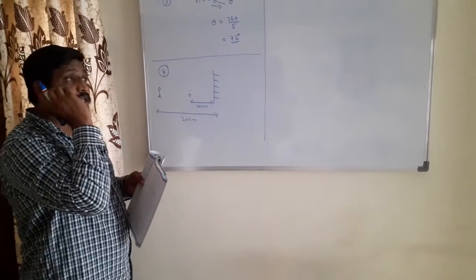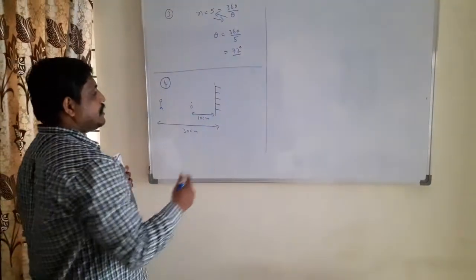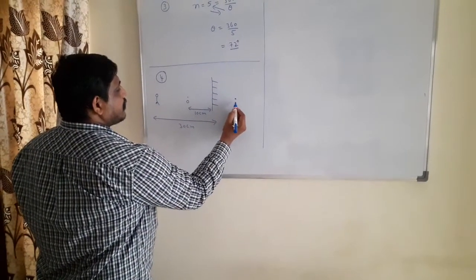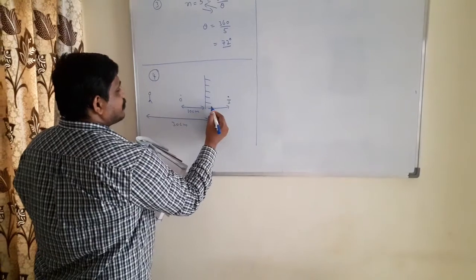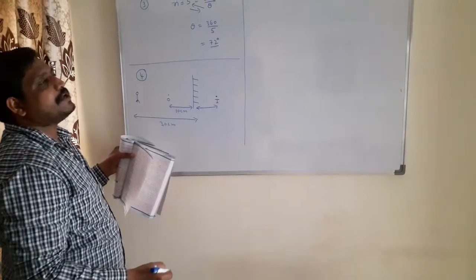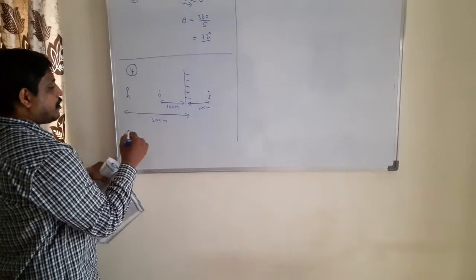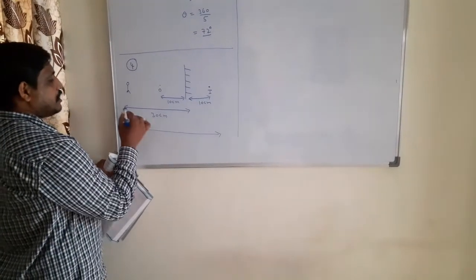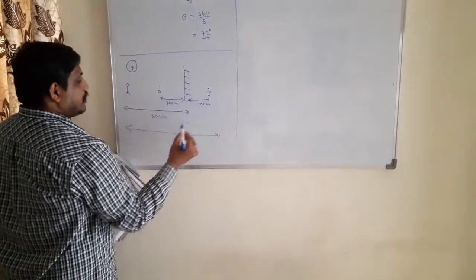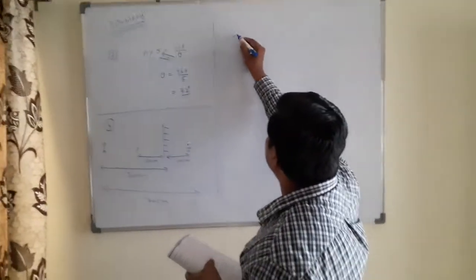We know that in a plane mirror, the distance of the object equals the distance of the image. Here the image is formed behind the mirror. According to the concept, the object distance equals the image distance. Here the object is 10 centimeters, so automatically the image is also 10 centimeters. According to the question, find the distance between the person and the image. Here 30, here 10. 30 plus 10 becomes 40 centimeters. Finally we get that.